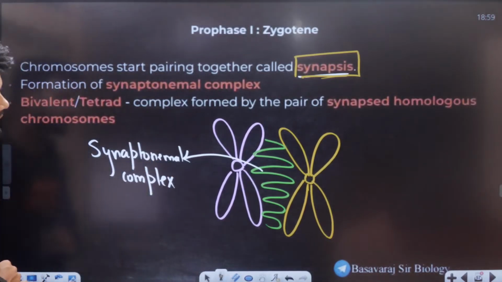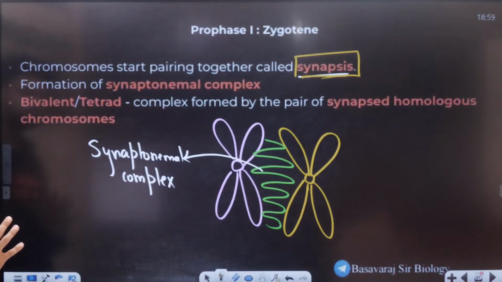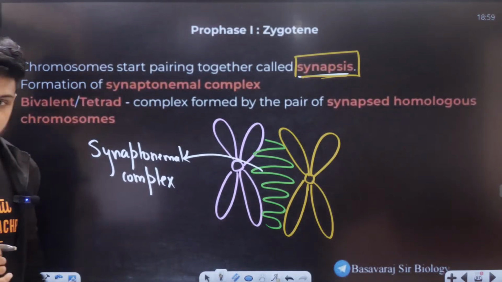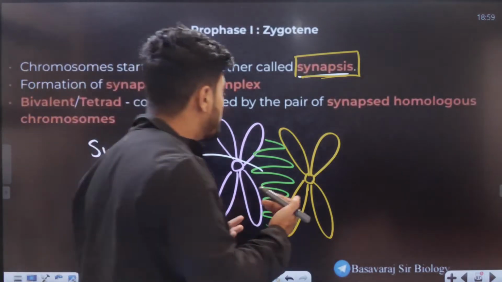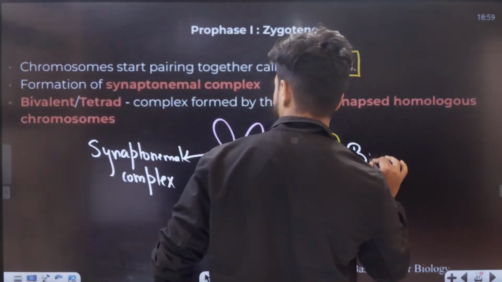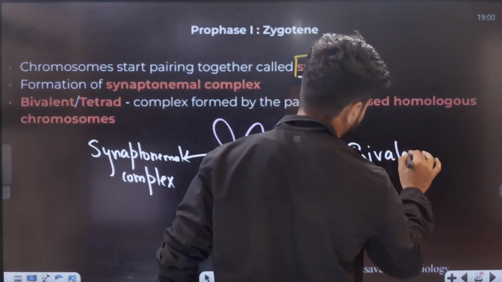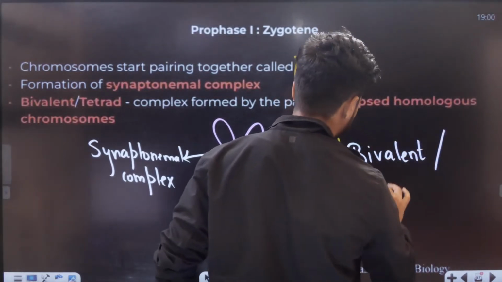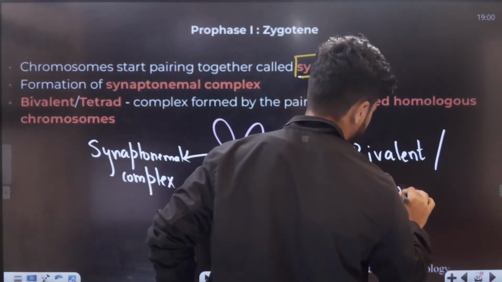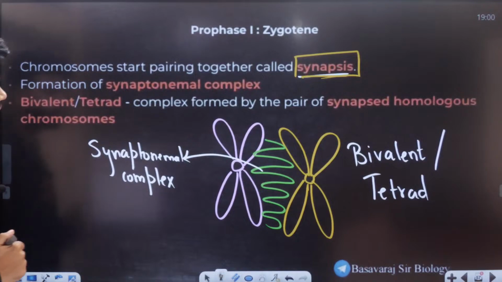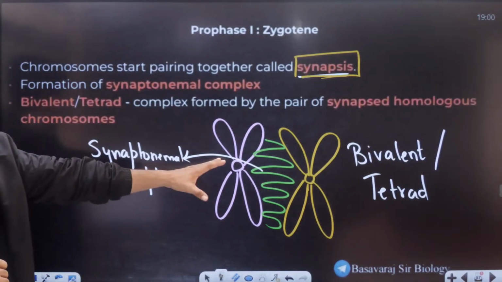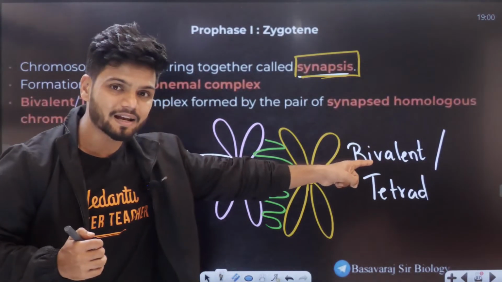It is called synaptonemal complex formation. Okay. Now students, understand, this stage right here is called bivalent, or it can be called the tetrad stage. Tetrad stage. Bivalent or tetrad stage. This one here. Now, why is it called bivalent?